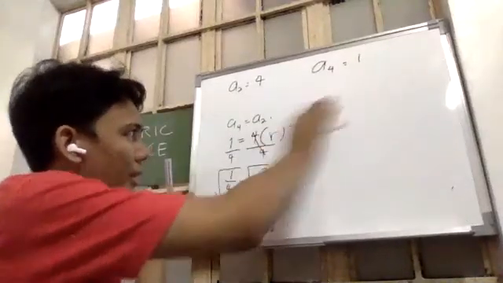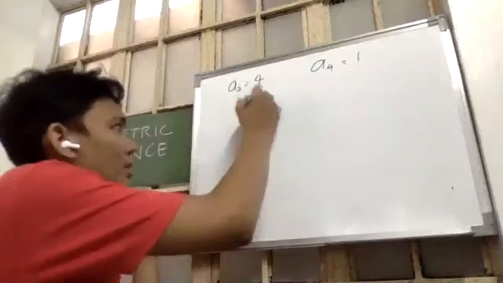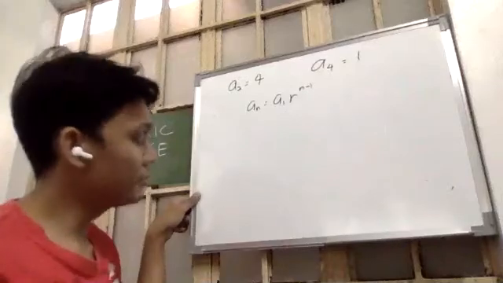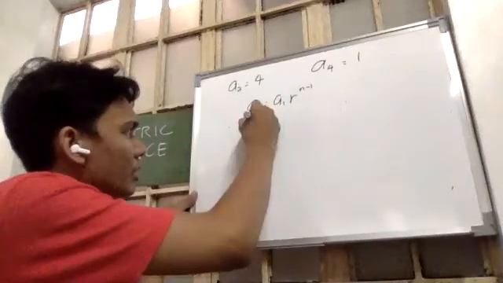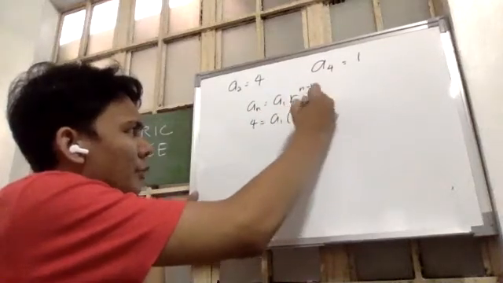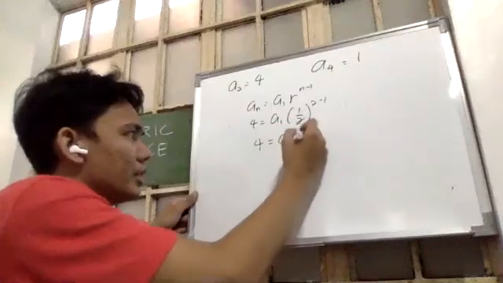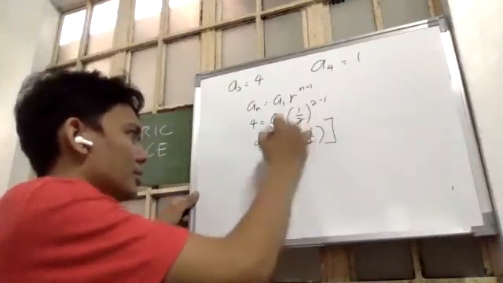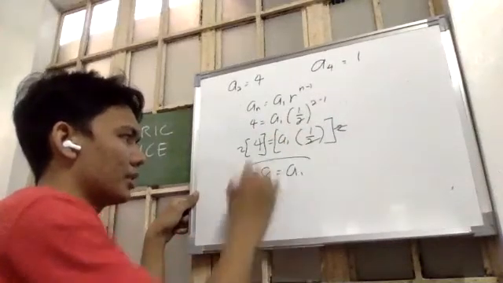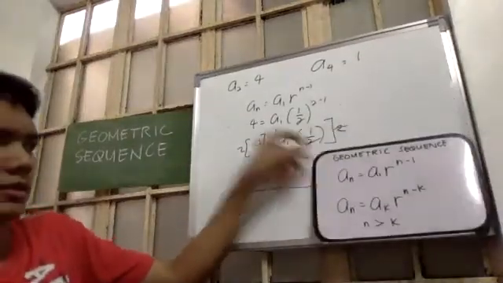So, hanapin natin yung A sub 1. So, paano nahanap yung A sub 1? Gamitin na natin yung unang formula. So, A sub n, pwede natin gamitin yung 4, for example, is equal to A sub 1 times 1/2 raised to 2 minus 1. So, I have 4 is equal to A sub 1 times 1/2. Multiply both sides by 2. This will cancel. So, I have 8 is equal to A sub 1. Yan siya.